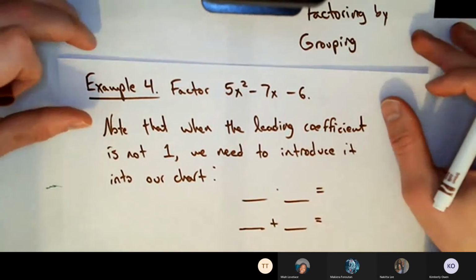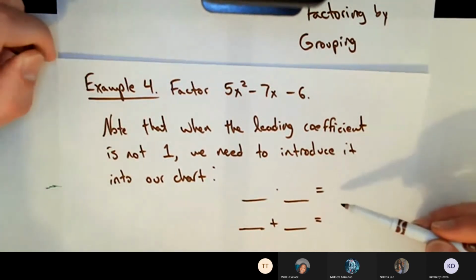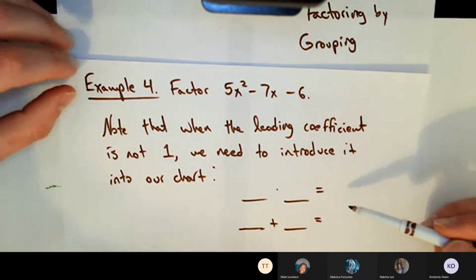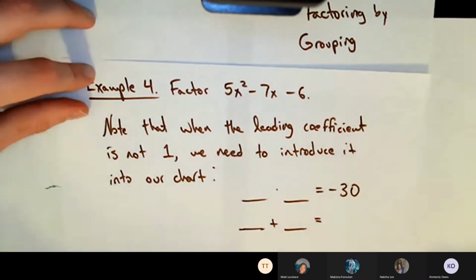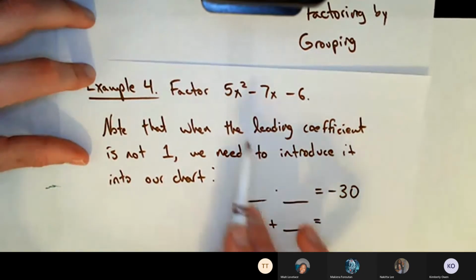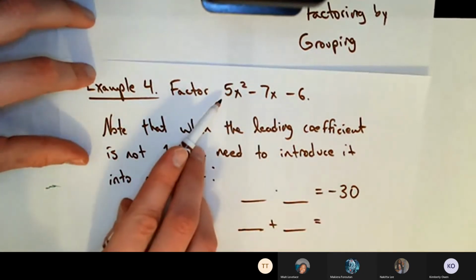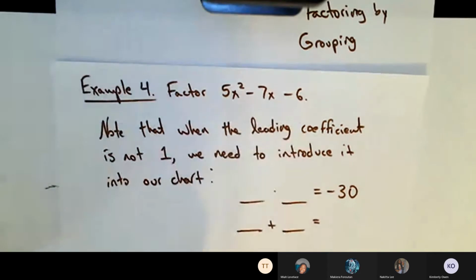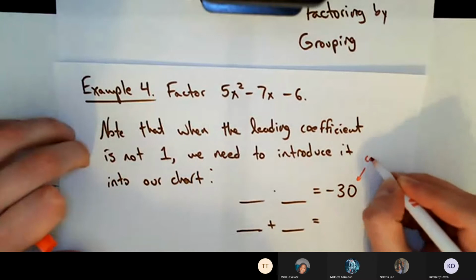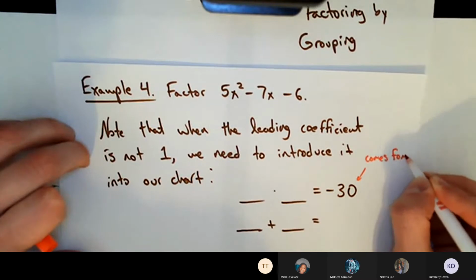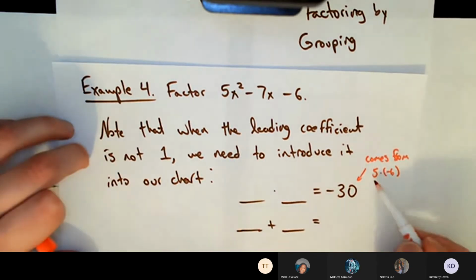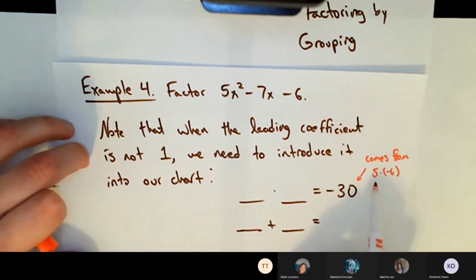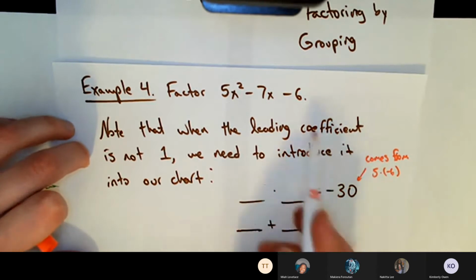So if we were to fill it out like we were before, you would expect me to write a -6 here, but I'm not going to. I'm going to write a -30. Now, where the heck is that coming from? It's coming from the product of the leading coefficient, which is the 5, times the constant. So this comes from 5 times -6.